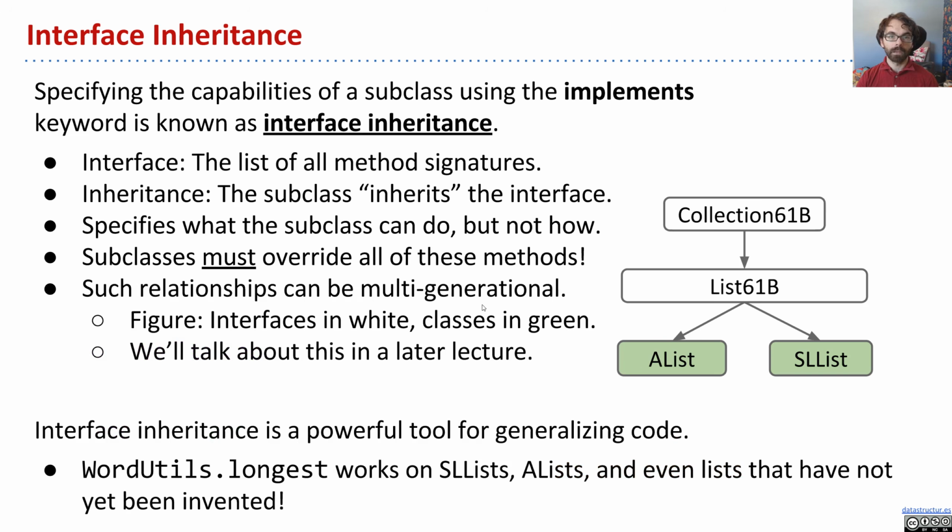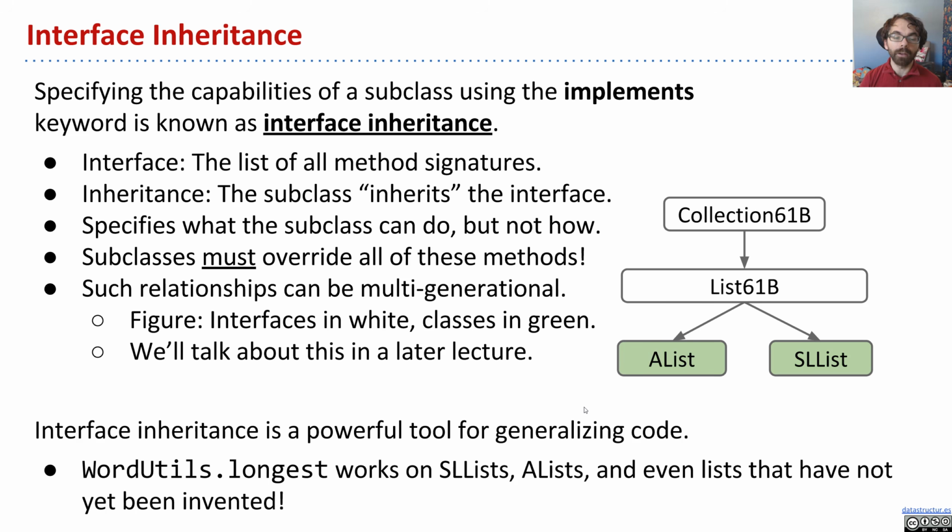Now it turns out interface inheritance in the real world can get a little more complicated. We can have multi-generational interface inheritance where every list is also a collection, and this can actually go even further. We'll talk about that in a later lecture, but I just want to mention it here. I am going to have figures like this a lot over the next 4 lectures, so I'll always have interfaces in white, and classes will be in green, though I might occasionally use a different solid color when necessary.